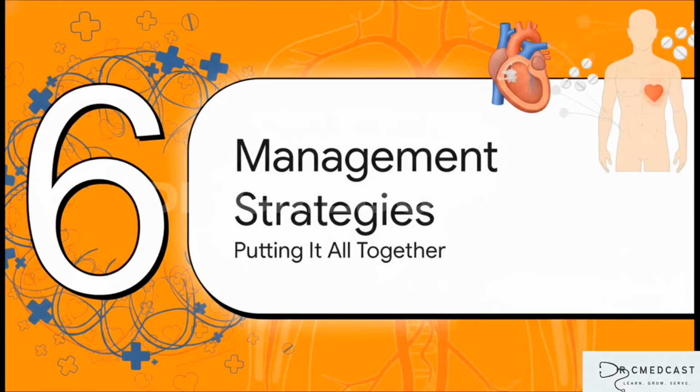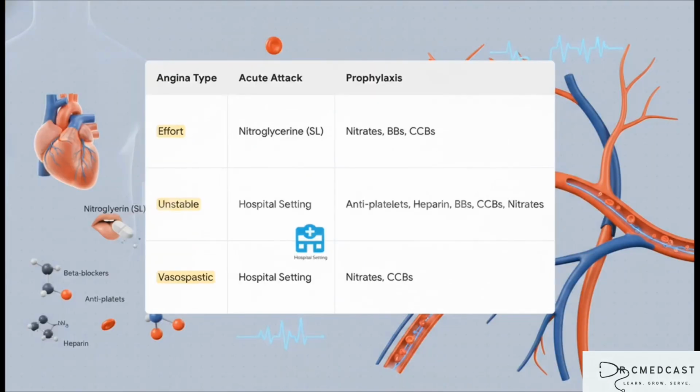Okay, so we've looked at the individual tools. Now let's put it all together and see how we actually use them strategically in different clinical situations. This is where the rubber meets the road. Think of this table as your clinical playbook. For a sudden, acute attack of angina from exertion, you need fast-acting sublingual nitrates.